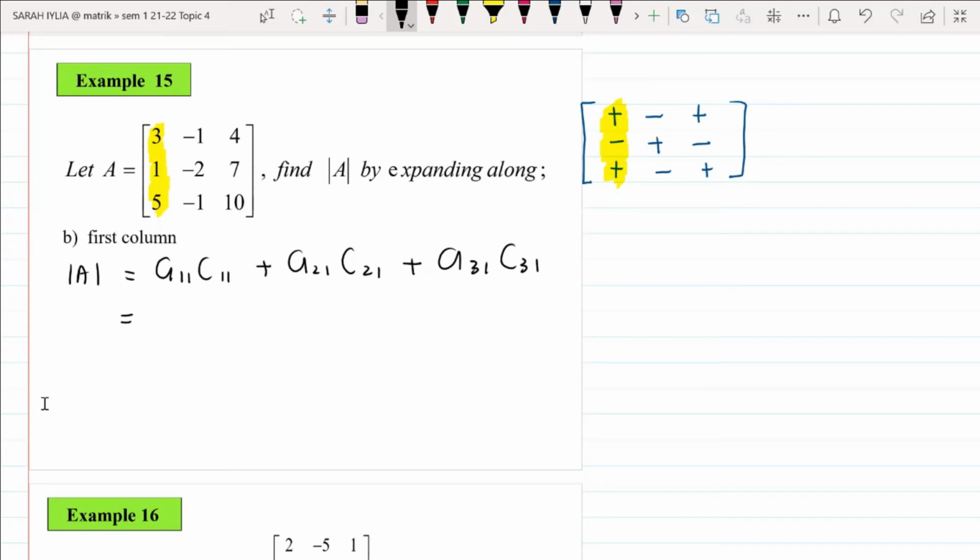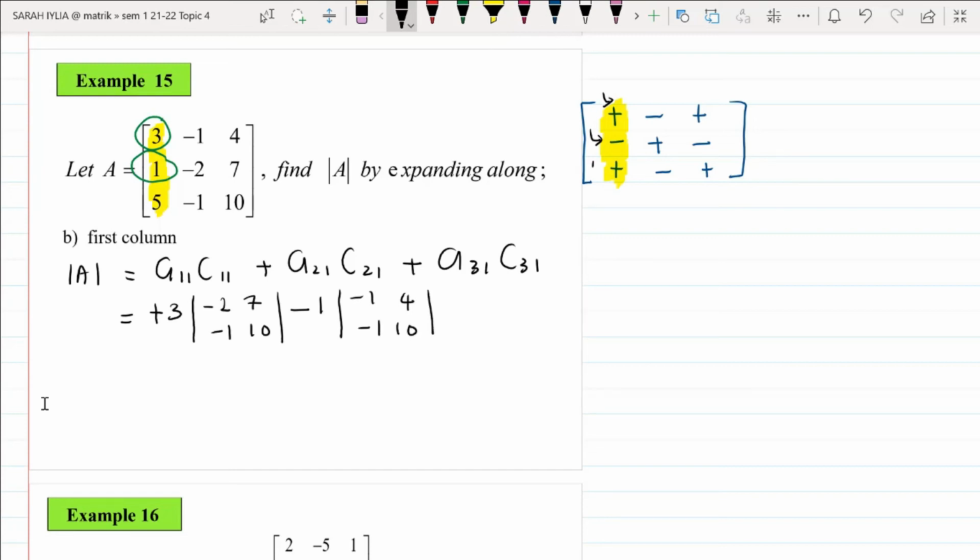Okay. So, kita start dengan sign dulu. First sign is plus. So, nak tulis boleh, tak tulis pun tak apa. Saya buatlah plus. Okay. Our first entry tu A11. So, plus 3. And then kita start delete first row, first column. So, -2, 7, -1, 10. Next, kita pergi kepada sign yang kedua. Sign kedua minus. So, saya letak minus. And then our second entry will be 1. So, -1 times with delete second row, first column. So, -1, 4, -1, 10.